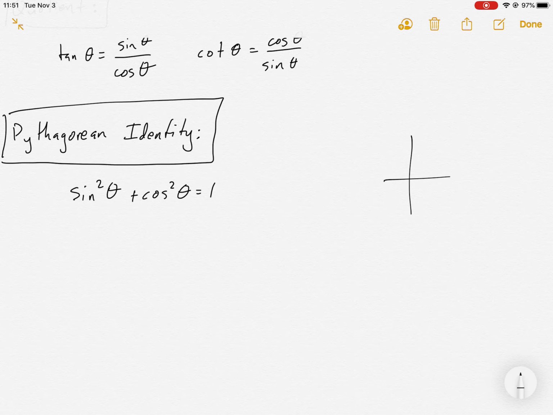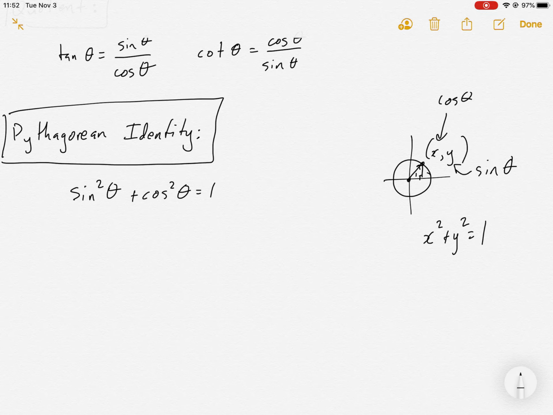So if you're on a unit circle, the radius is 1. Then if you did x squared plus y squared, you would get 1 from the Pythagorean theorem. That's a right triangle right there. And then x is just cosine and y is just sine. So replacing x and y, you end up with the coolest Pythagorean identity, trig identity.